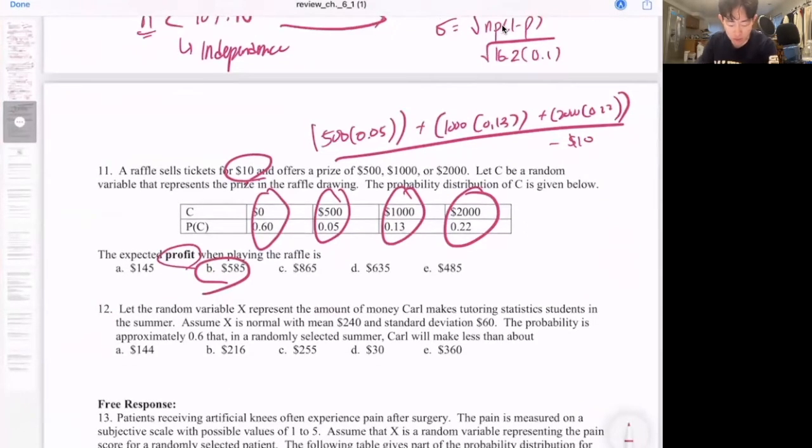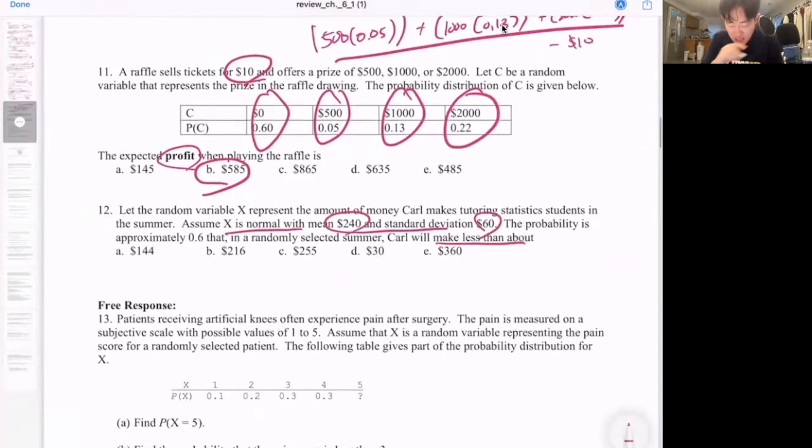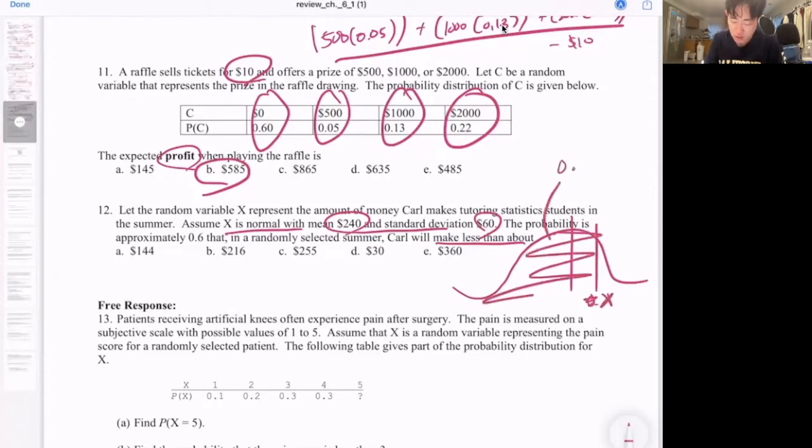Let the random variable x represent the amount of money Carl makes by tutoring statistics during the summer. X is normal, with a given mean and standard deviation. The probability is approximately 0.6 that Carl will make less than about what amount? Okay, so we are talking about the value x, and this is 0.6.